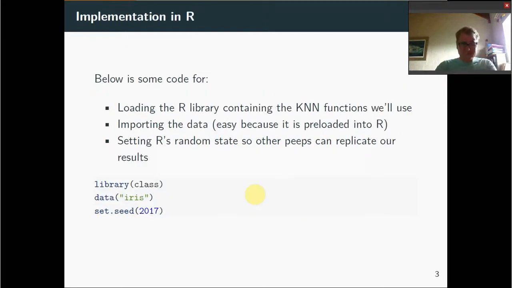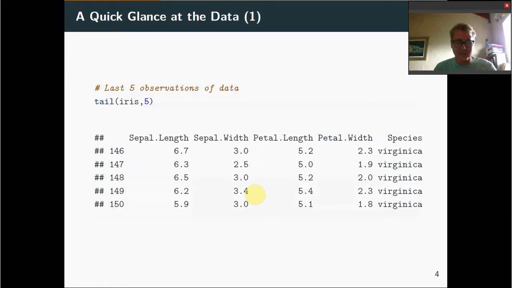So here you'll see is just some mandatory introductory stuff we always have to do when we do our work. We have to load our data functions, we have to load the data, which is nice and easy because it's already preloaded into R, and we set our random state. Note that in setting the random state so that other people can replicate our results, that number 2070 is completely arbitrary. As long as someone has your same number, they should get the same results when implementing the same code as you. So you can choose whatever number you want there.